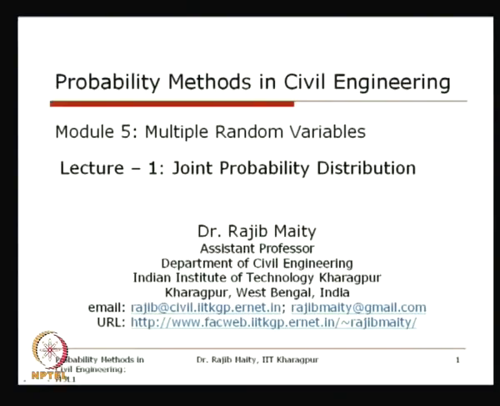Because when we discussed the single random variable, we saw how the probability is distributed over the entire range of that random variable. Now, if there is more than one, how will the distribution look and what will be its properties? This we will take up in today's lecture.